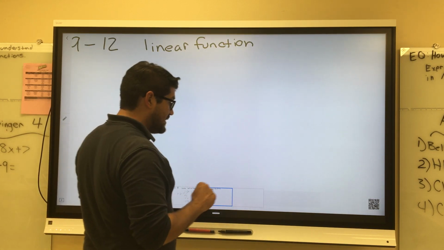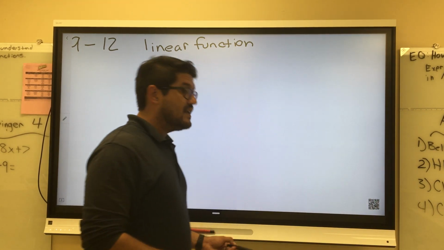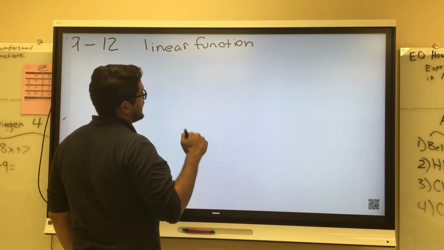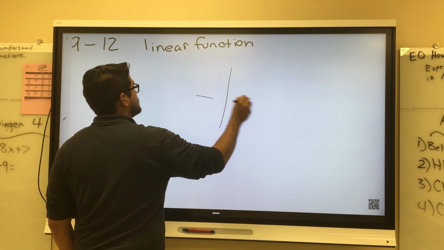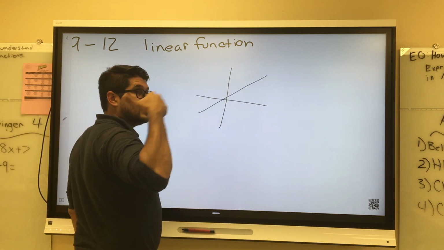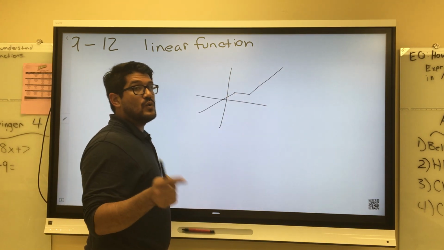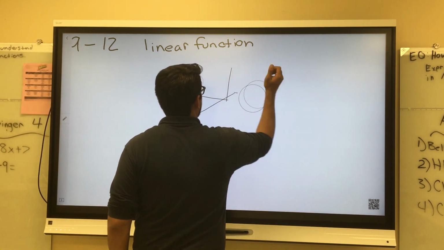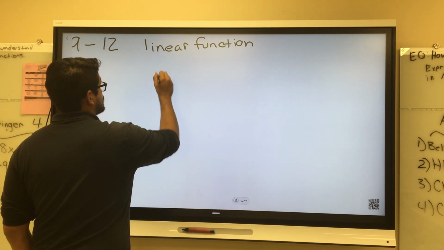9 through 12, is it a linear function or not? Okay, a linear function is constantly increasing at the exact same rate. Like I showed you, a linear function is a straight line. So if I show you a graph and say, hey, is this linear? You'd say, yes. But if I said, hey, is this linear? You'd say, no, because it's not a straight line. Okay, so a graph is simple. The other ones are simple as well when you're looking at a chart.